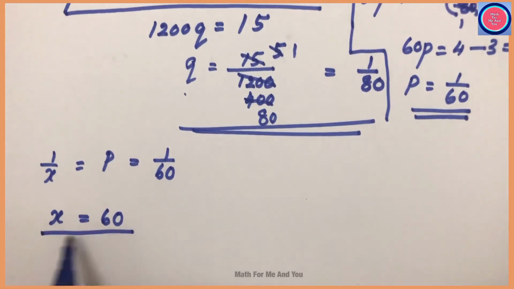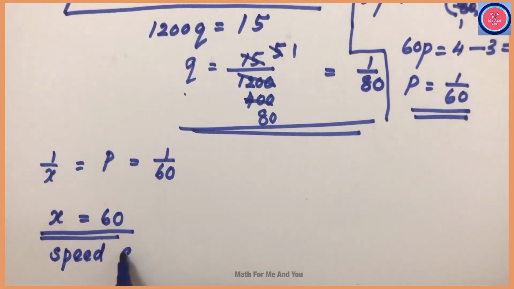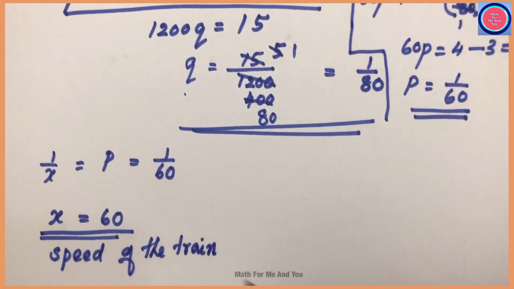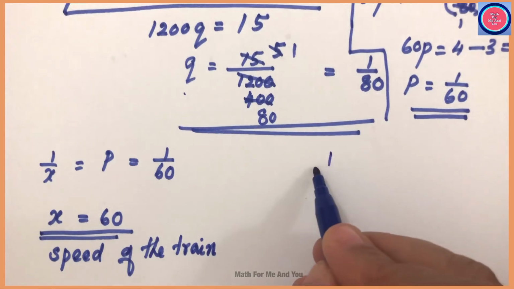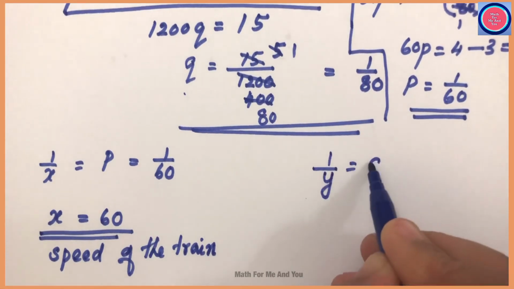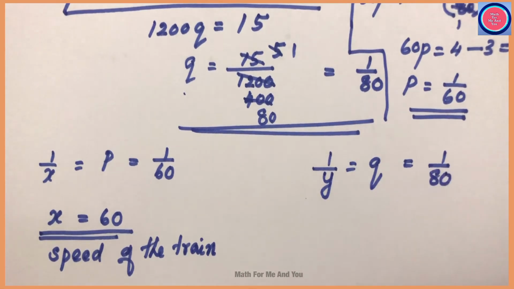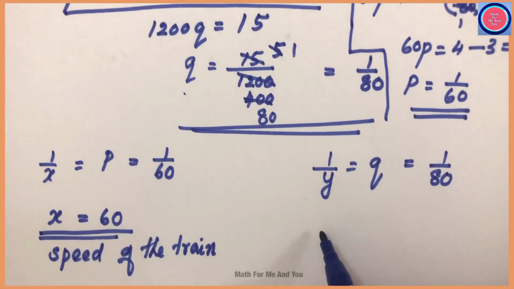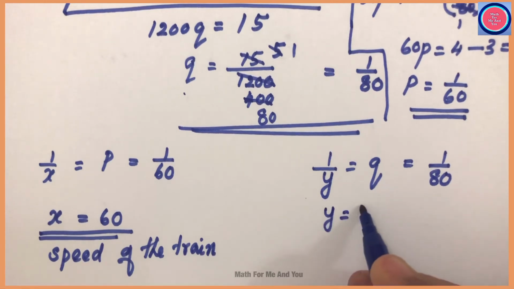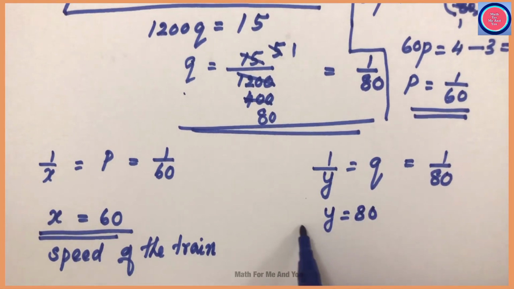With the value of x, we can find what is y. But what is x? We have taken x as the speed of the train. Now we need to find the speed of the bus, that is y. 1 over y we have taken as q, and here q is 1 over 80. That means the speed of the bus we can find by taking reciprocal on both sides. y is equal to 80. So what is y? It is the speed of the bus.